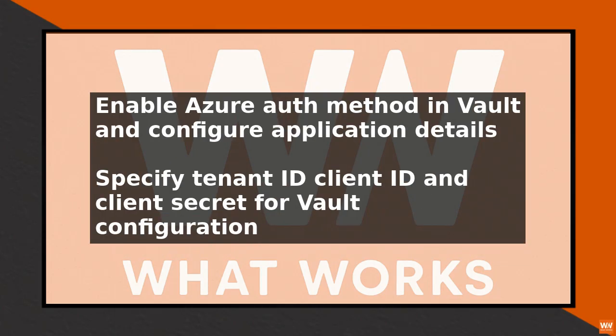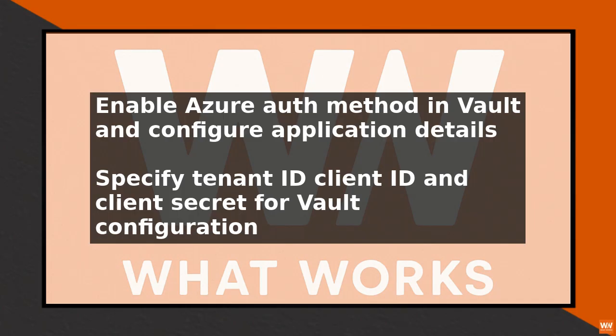Step 2 is to configure Vault. You need to enable the Azure Auth method in Vault, which involves creating a new auth method and configuring the Azure AD application details. You will need to specify the tenant ID, client ID, and client secret.